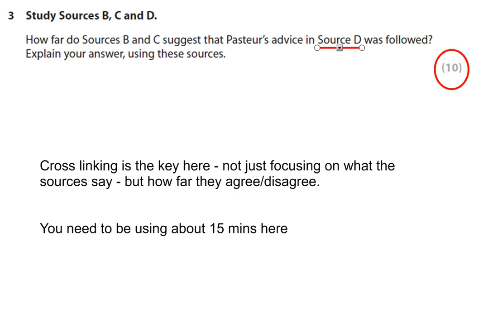Whatever it is, question 3 is a cross-linking exercise. Other examples of the questions would look at sources C, D and E, and how far do they agree. Whatever the question and its phraseology, it is asking you to review the three sources against one another, looking towards cross-linking and showing the connections between them, where they agree and where they disagree. It's not just what they're focusing on, but how far they agree or disagree that's critical. You need to be using about 15 minutes here.